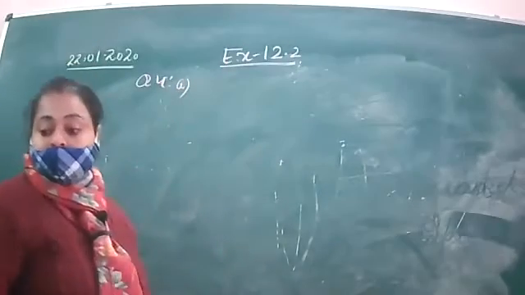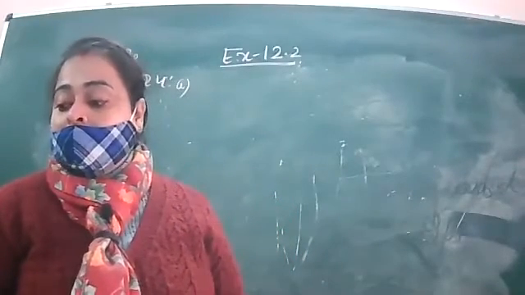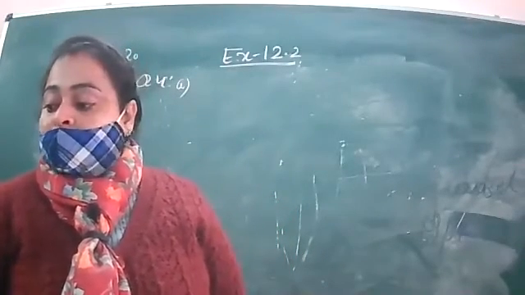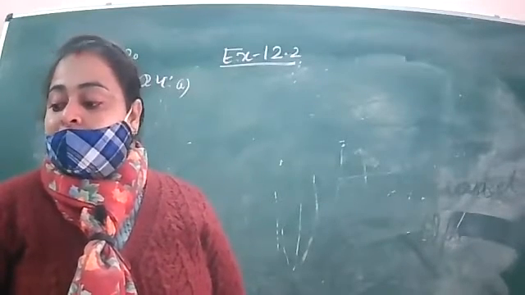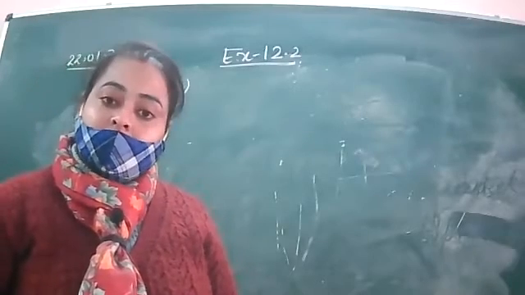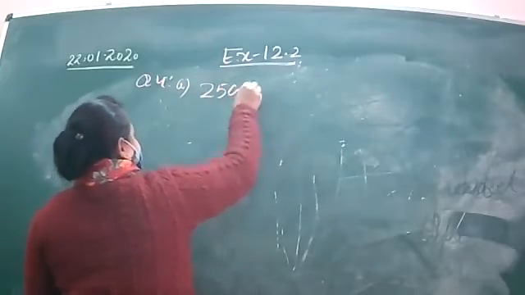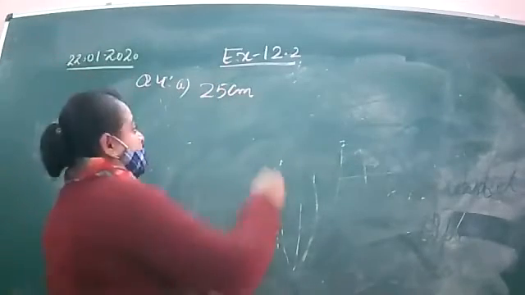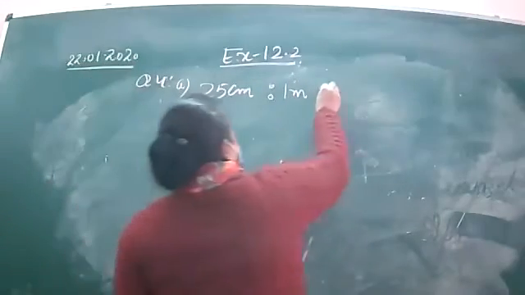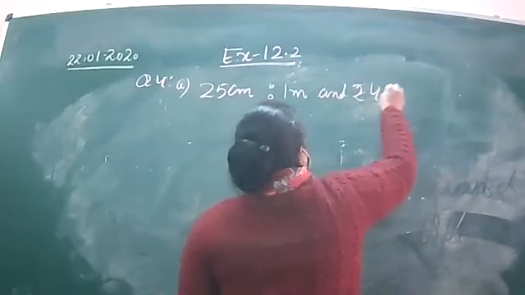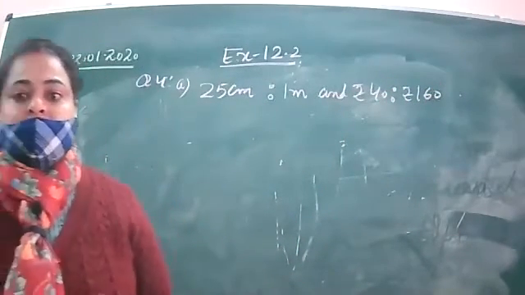Question is, determine if the following ratios form a proportion. Also write the middle terms and extreme terms where the ratios form a proportion. This is the question. A part is 25 centimeter ratio 1 meter and rupees 40 ratio rupees 160. This is the question. Fine.